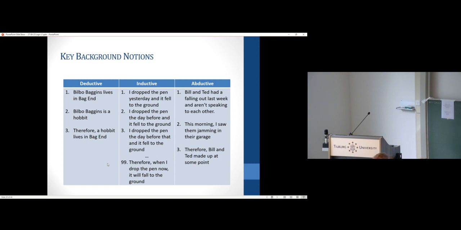Bilbo lives in Bag End. Bilbo is a hobbit. So then it must be the case that a hobbit lives in Bag End, because Bilbo is a hobbit and he's the one who lives there.